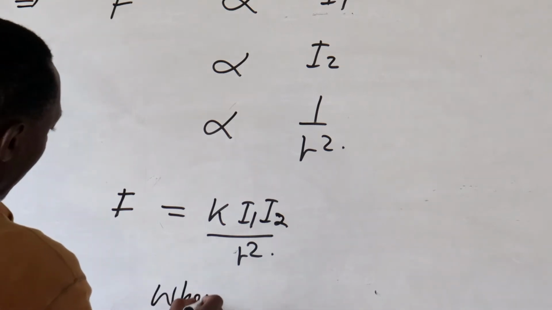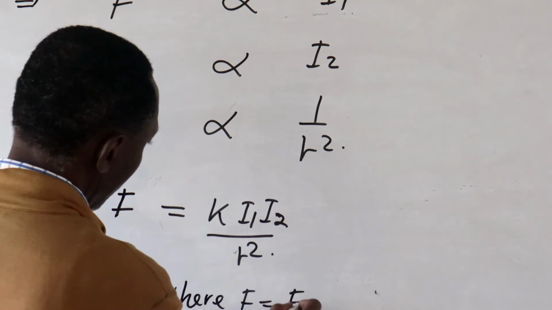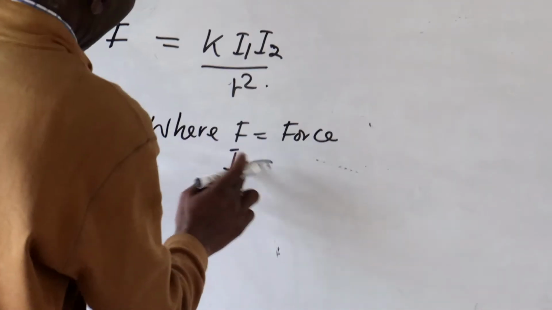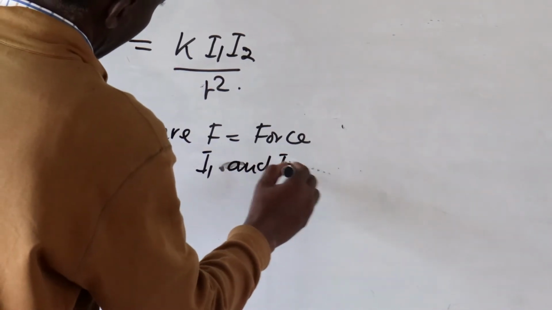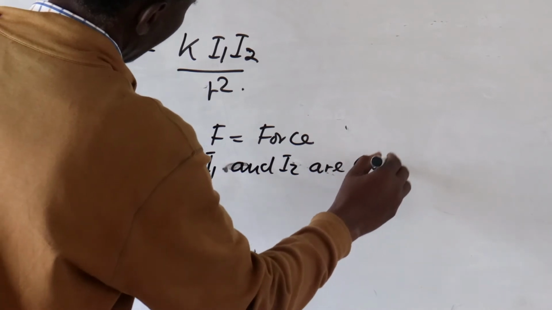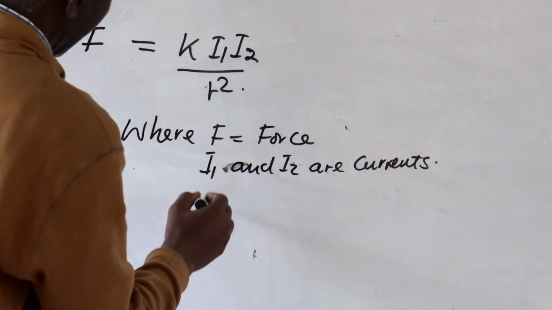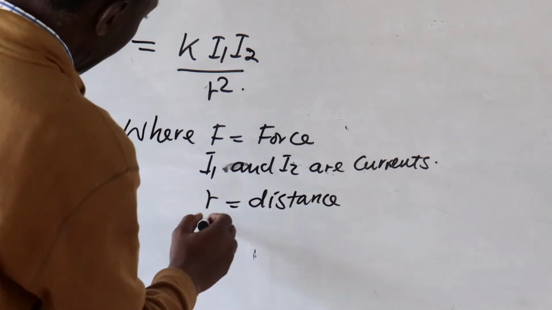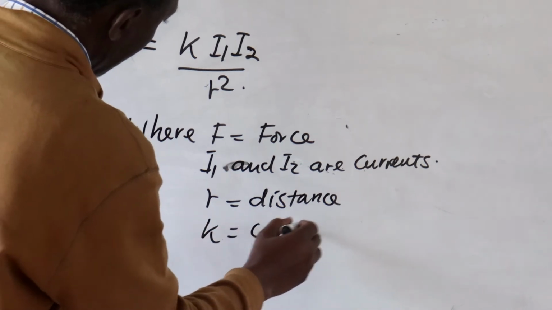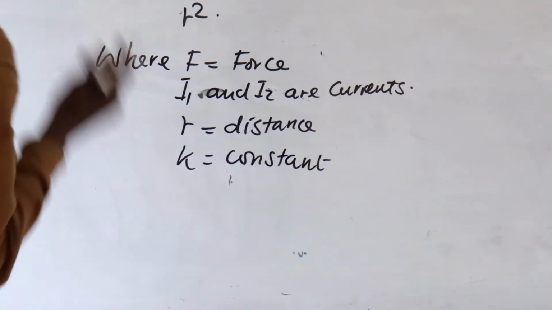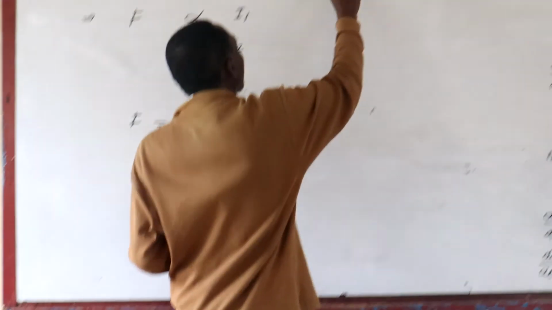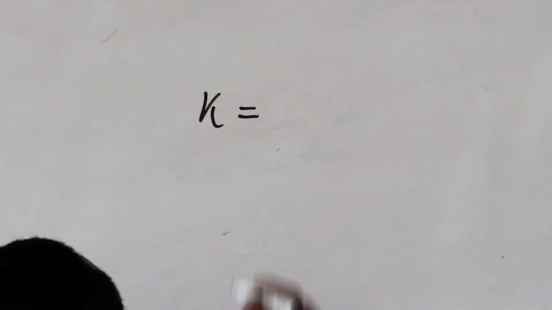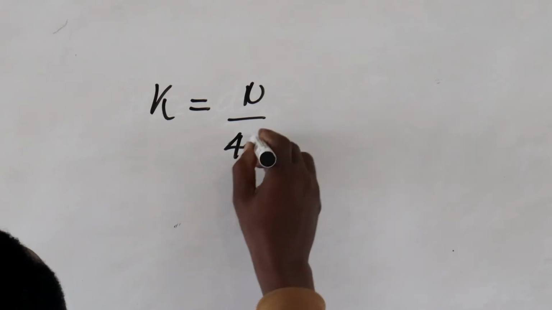where F is the force, I1 and I2 are the currents, R is the distance, and K is a constant. K is given by K is equal to mu over 4 pi.